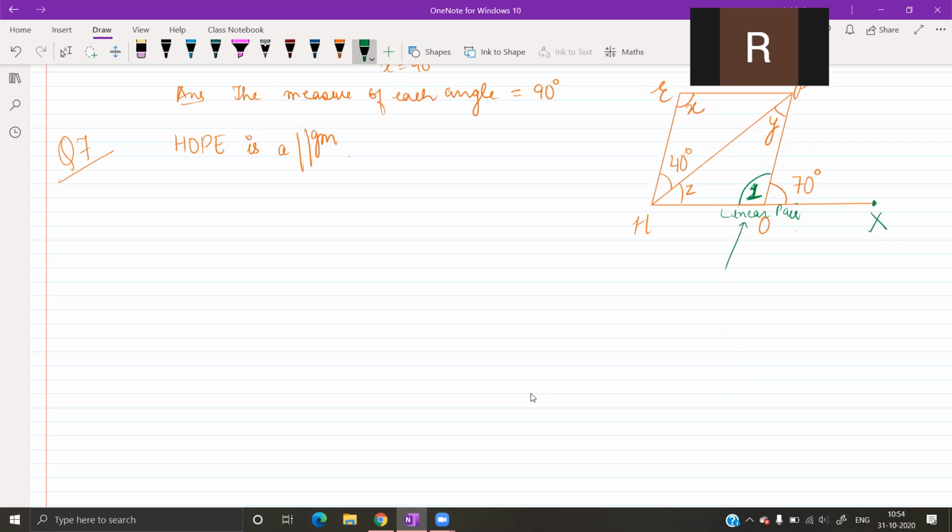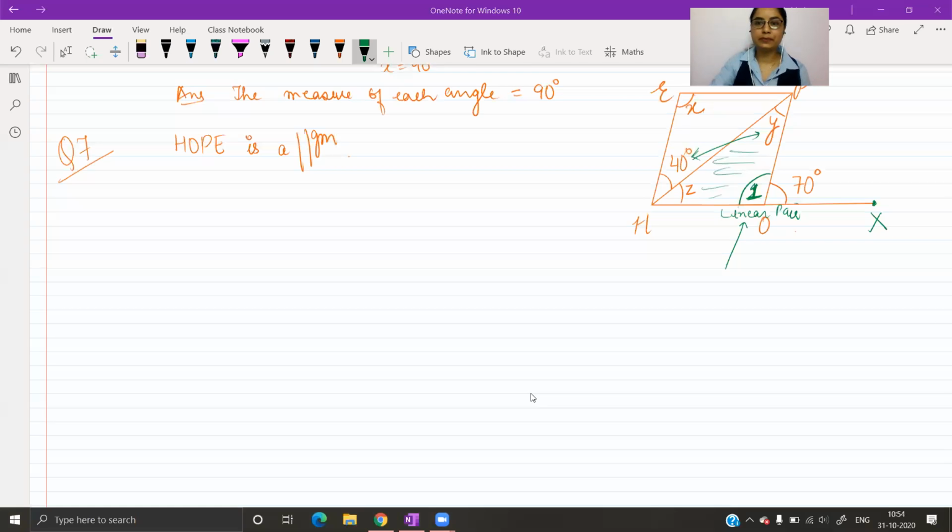40 degrees and y are alternate interior angles. That's a pair. Correct. 40 and y are alternate interior angles. They will be equal. And then we can find z by using the angle sum property in triangle HOP. Right? Let's write, and in case anyone has questions, we can ask.